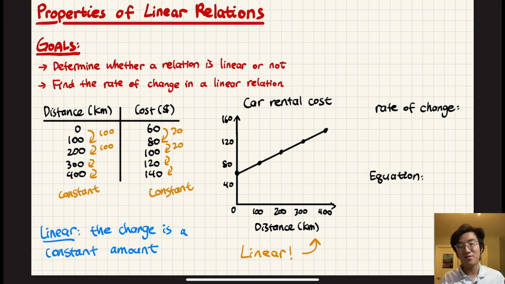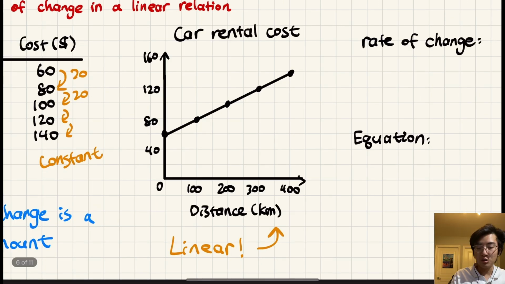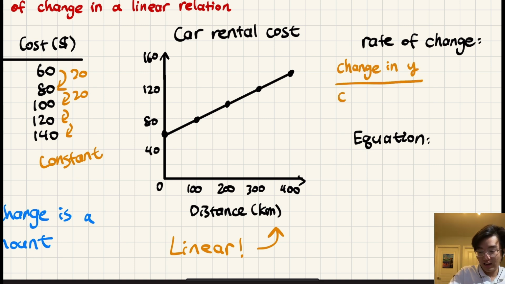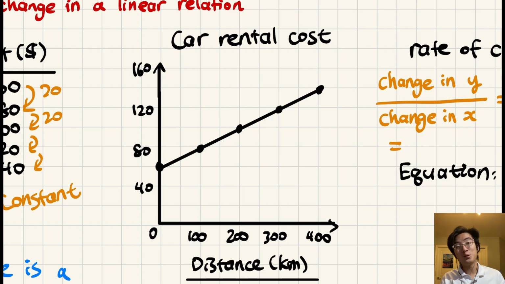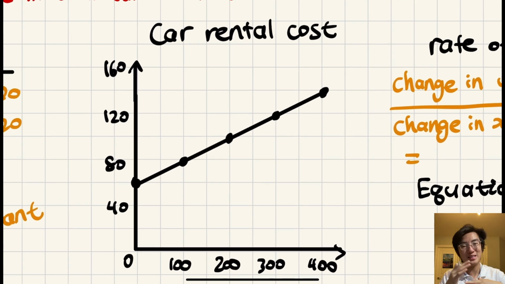This is where we have to find the rate of change. The rate of change is only used for linear relations, and it tells us how much our little constants are changing. You might have heard this before: it's called rise over run, or the change in the y-axis as a fraction over the change in the x-axis. Changing y over changing x, or the rise over the run. Because we need to find the changing y and changing x, we need two points so we can compare them and see how much they're changing.